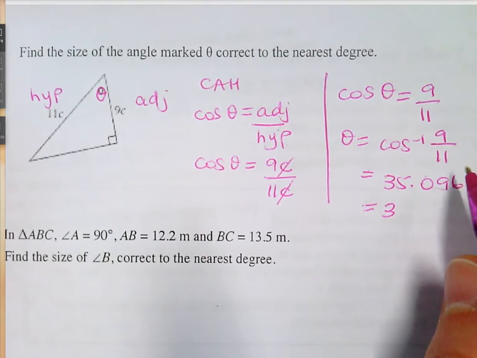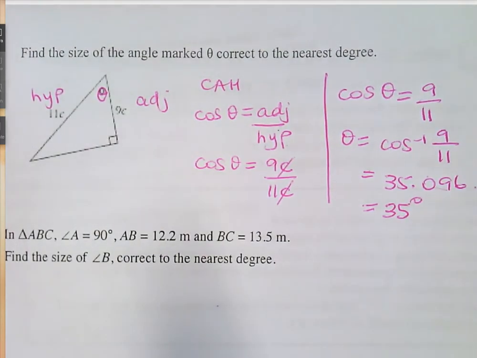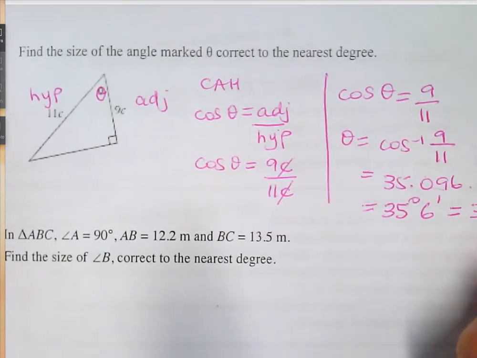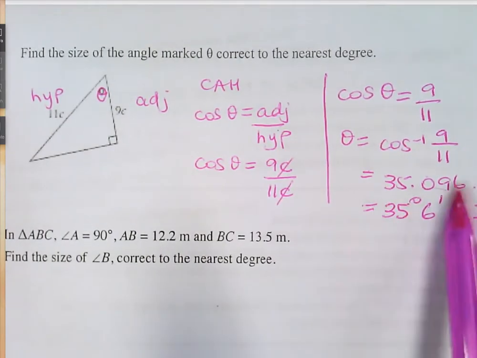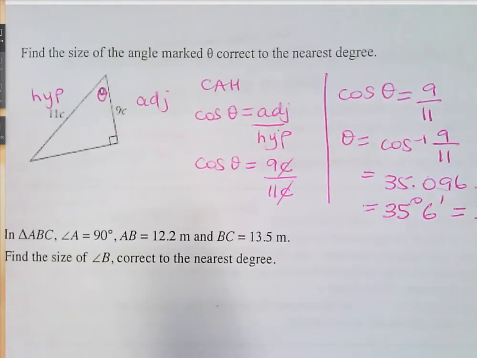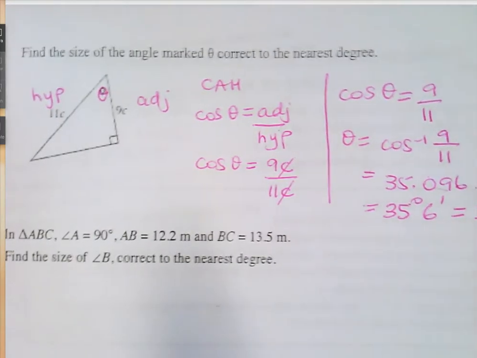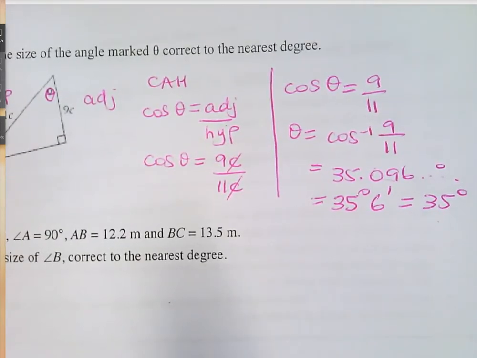Is that what's confusing you? Yeah. All right, change it then. 35 degrees, 6 minutes, whatever. So that's closest to 35 degrees. But when you're rounding to the nearest degree, you can just round it like a normal whole number. 35.0 is closer to 35. But if you want, you can always go to degrees and minutes.